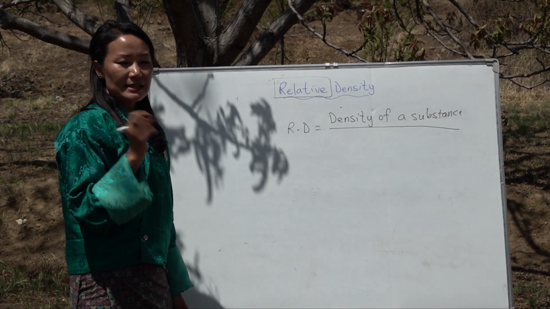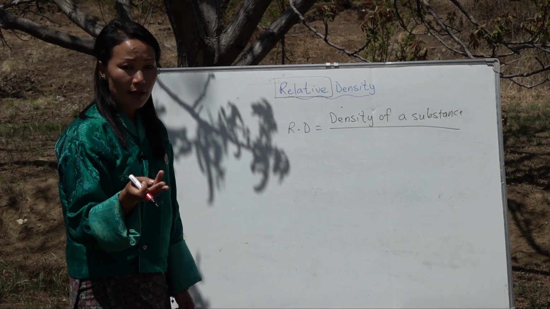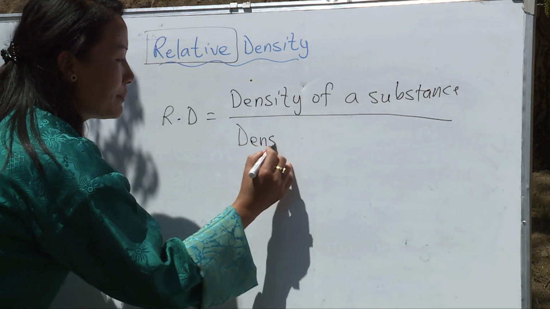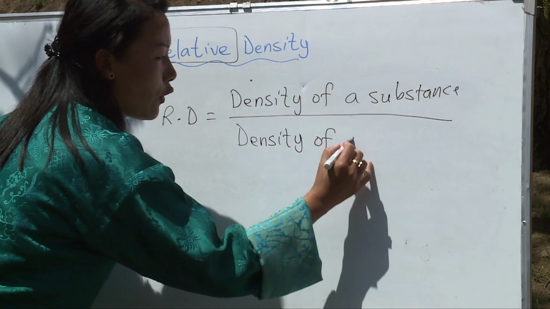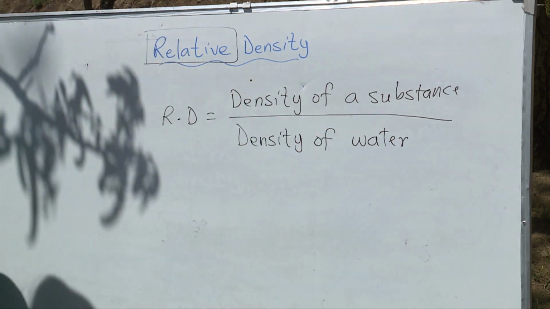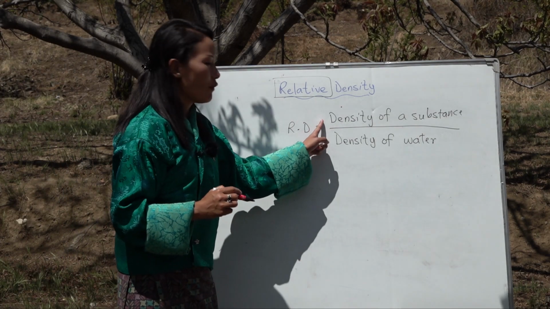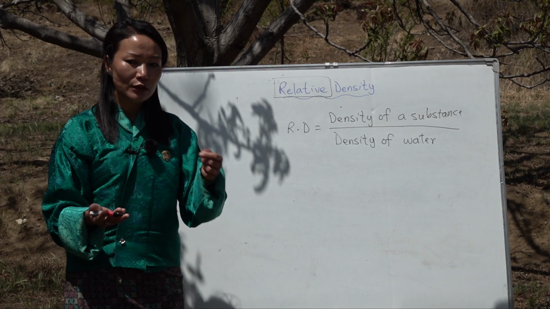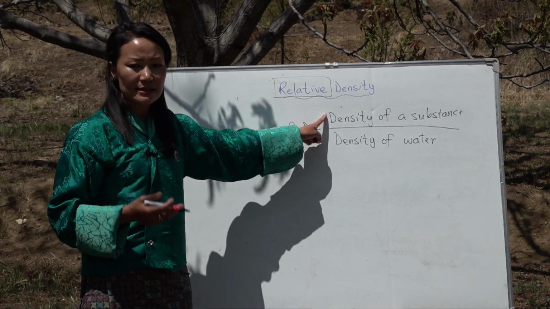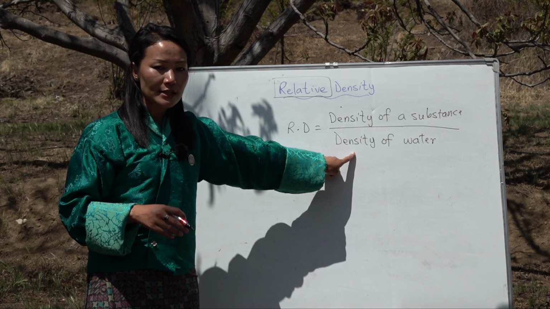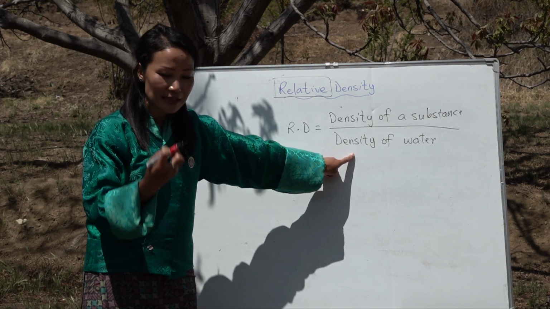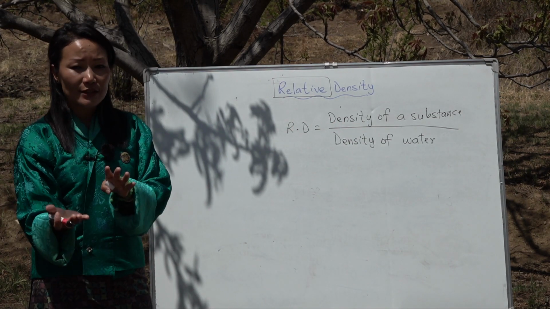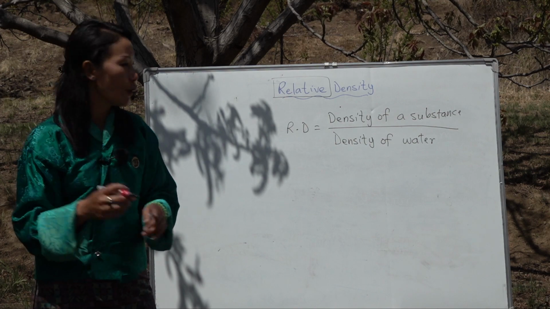In our previous example, we took wood, oil, and an iron nail. Relative density is the density of a substance divided by the density of water. So here, we're comparing the density of a substance to the density of water, and then we concluded that if the density of the substance is greater than the density of water, the substance or object will sink, whereas if the density of the substance is lesser than the density of water, the object will float.